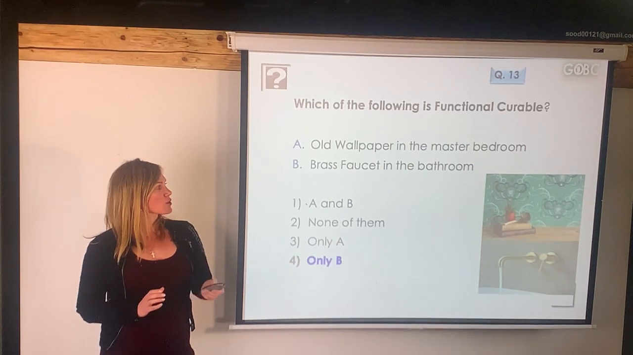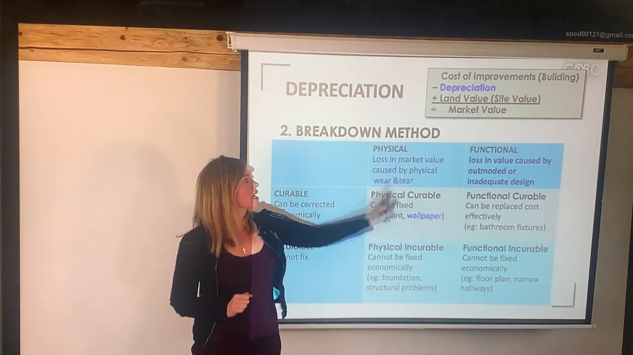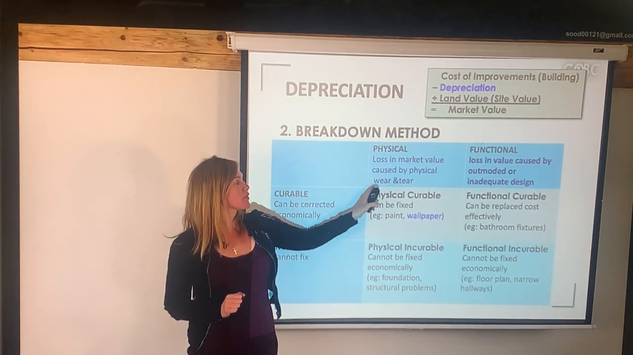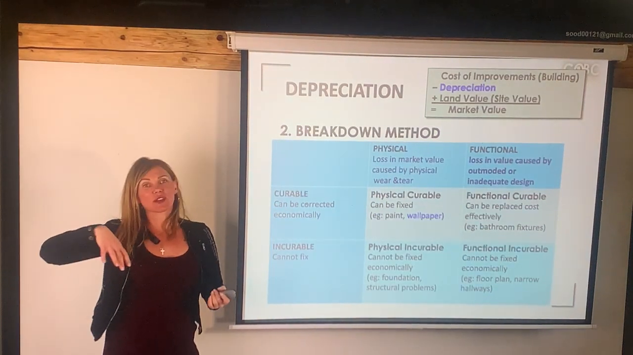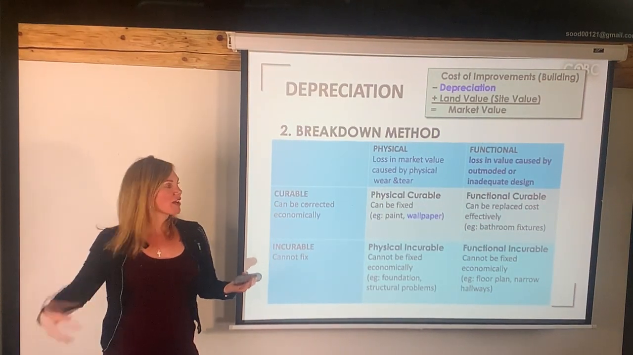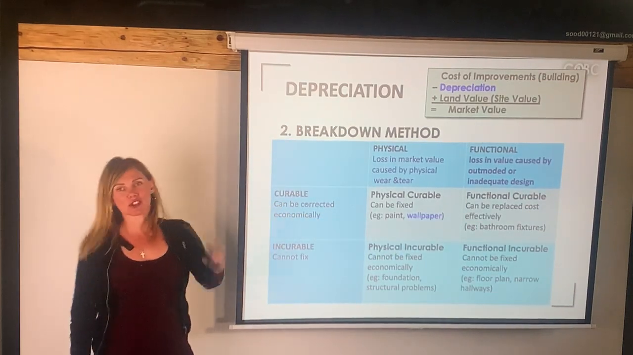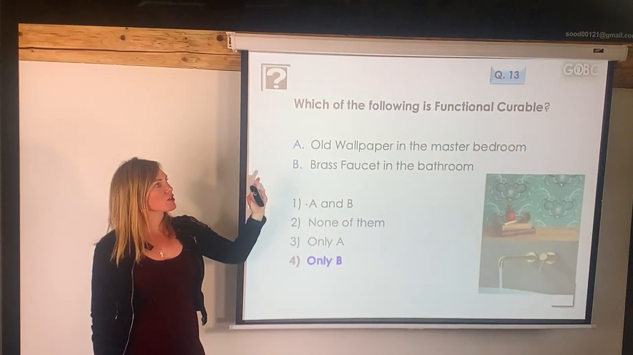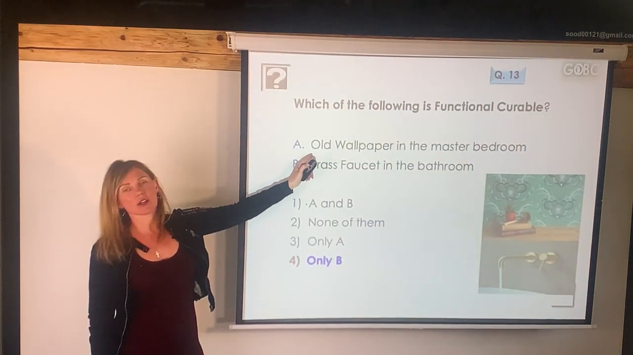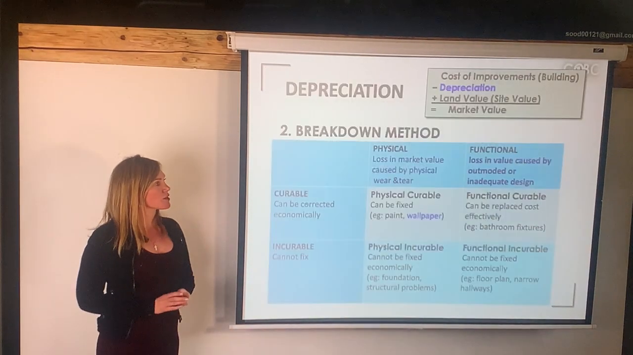If you go back on your slides, you will see that they put the paint and the wallpaper as physical, because for them it's wear and tear, right? Sometimes they even say on the exam, peeling wallpaper, which makes more sense because it's peeling. But for them, anything wrong with paint or wallpaper becomes physical, though of course it's curable because you can definitely fix that up. So for that reason you would only choose option B as the functional and curable, because wallpaper is going to be physical curable. Good job. So yeah, only option B. That's tricky.